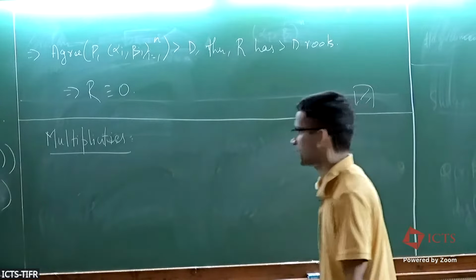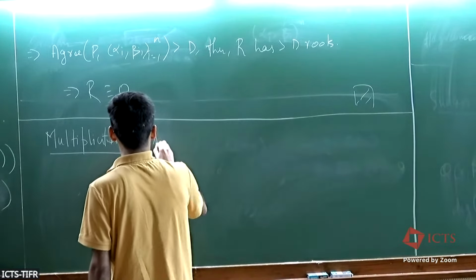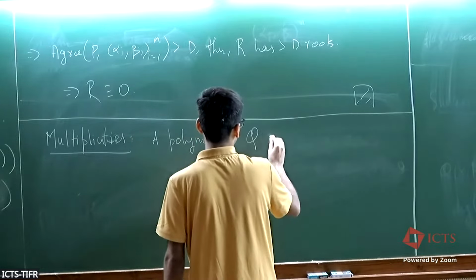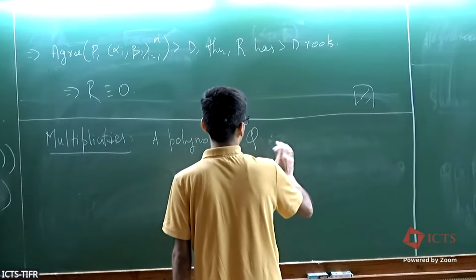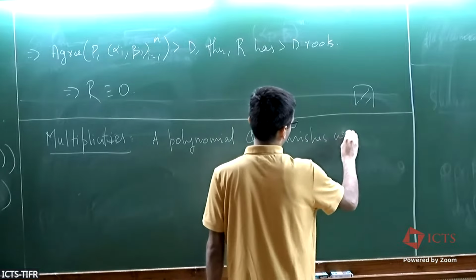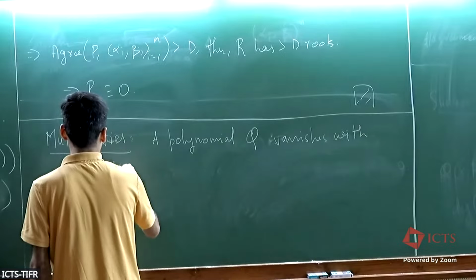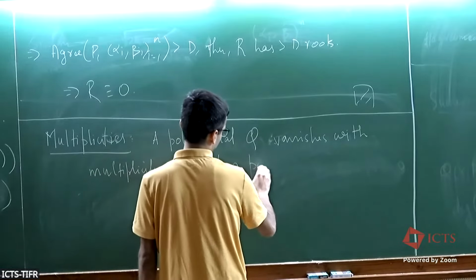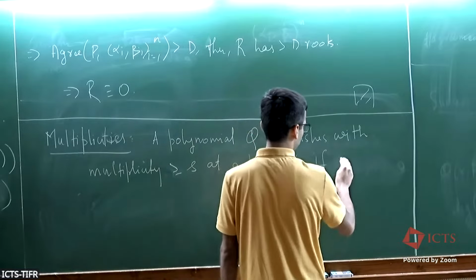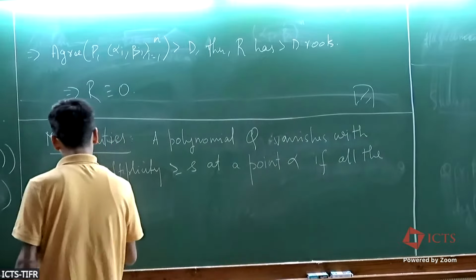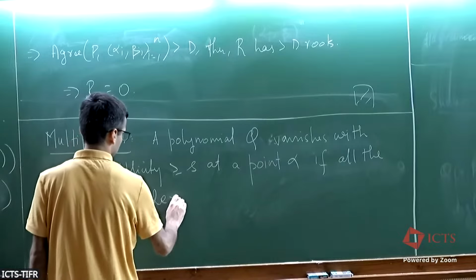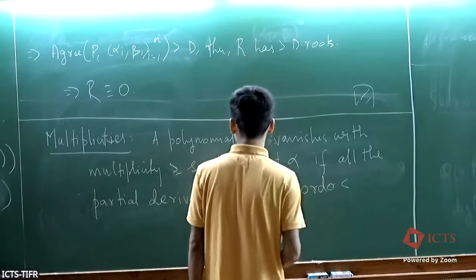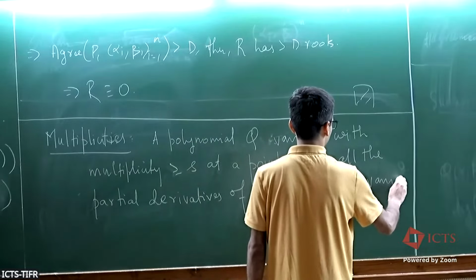Okay, so let me define it and then say how it's used. So we'll say that a polynomial Q vanishes with multiplicity at least S at a point alpha if all the partial derivatives of Q of order less than S vanish at alpha.